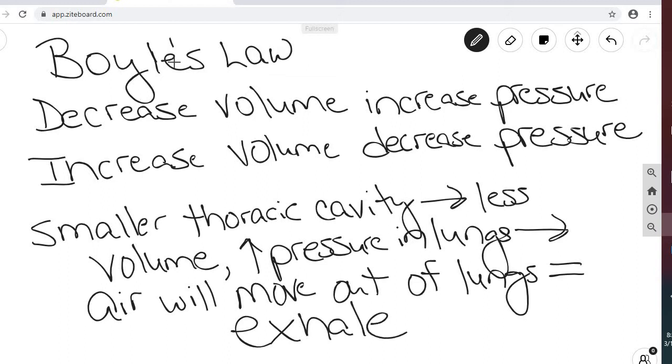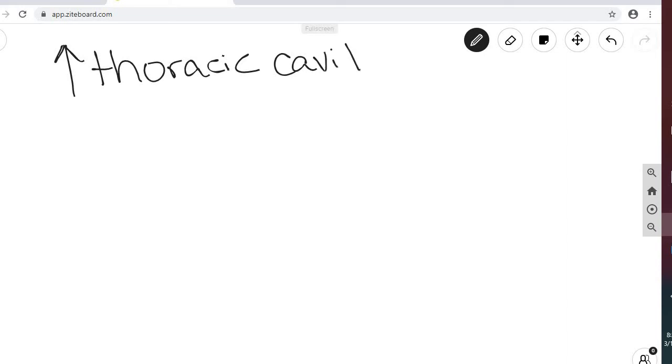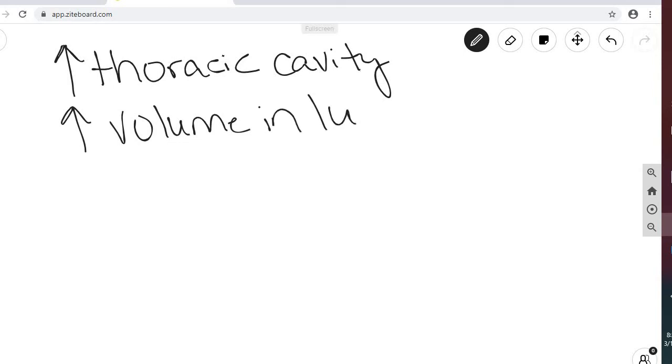Okay, and then conversely, if you increase the size of the thoracic cavity, that means that's going to increase the volume in the lungs. If the volume is increased, that means the pressure is going to decrease, so there will be decreased pressure in the lungs.